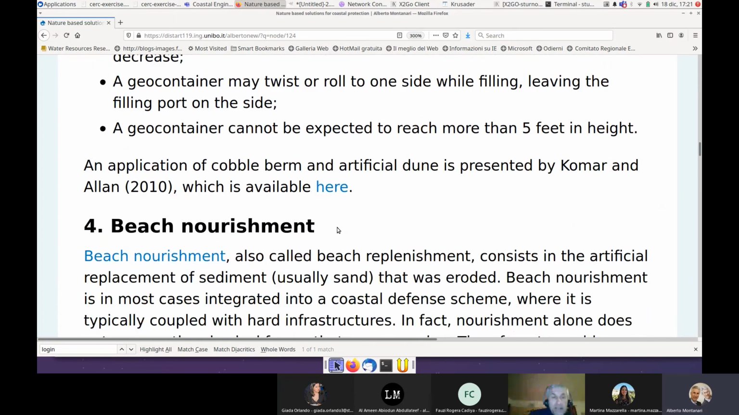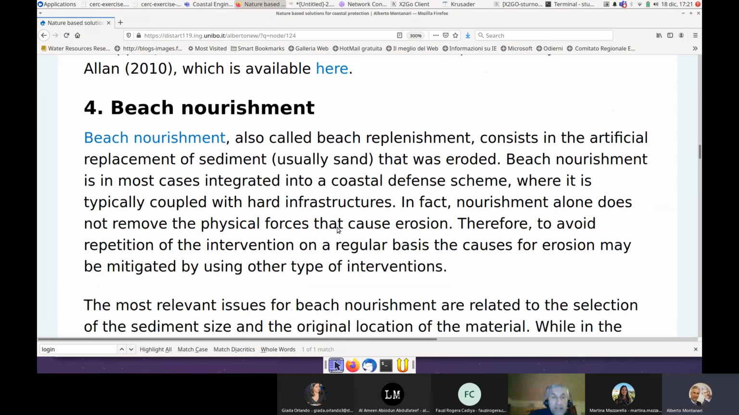Now, the next one is beach nourishment. Again, here there is an extended discussion of the pros and cons. Beach nourishment is an interesting intervention because it looks natural, even if there are some issues that need to be considered.